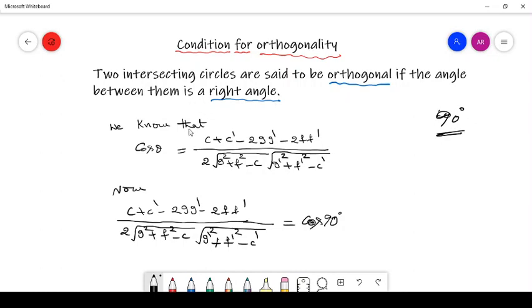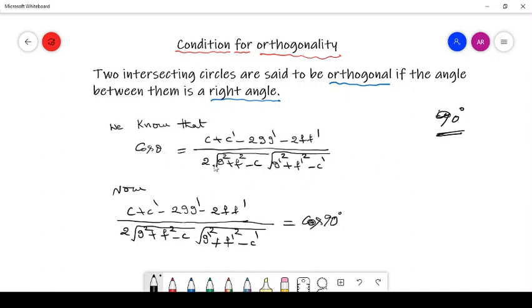We know the formula: cos theta is equal to (c plus c dash minus 2gg dash minus 2ff dash) divided by 2 into square root of (g square plus f square minus c) into square root of (g dash square plus f dash square minus c dash). This is the formula for finding the angle between two intersecting circles. Here theta is 90 degrees.